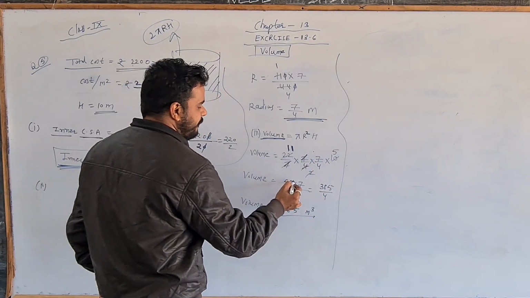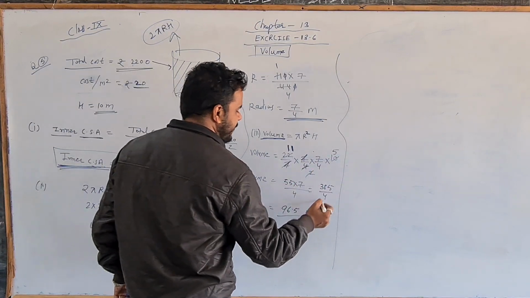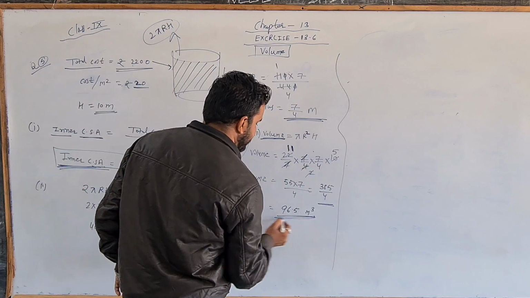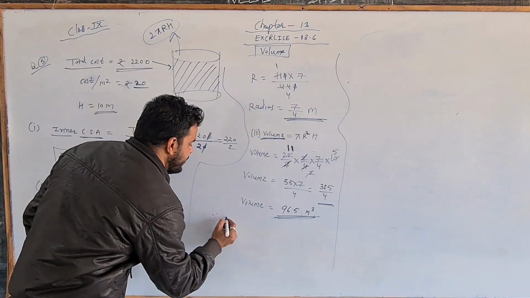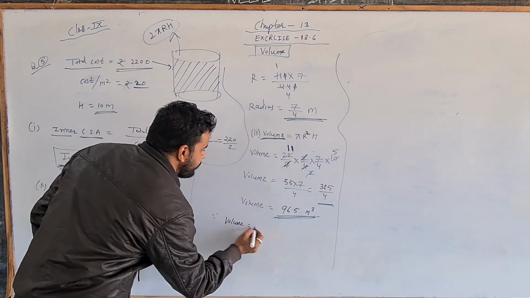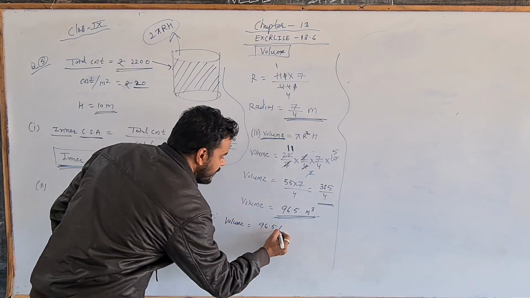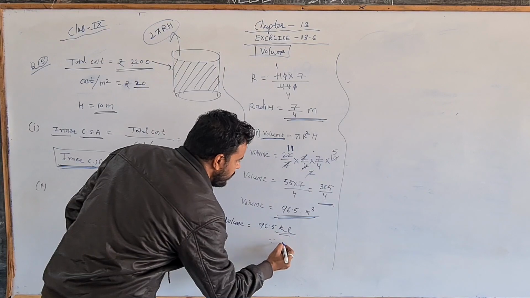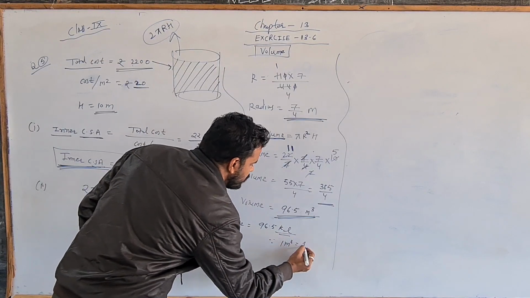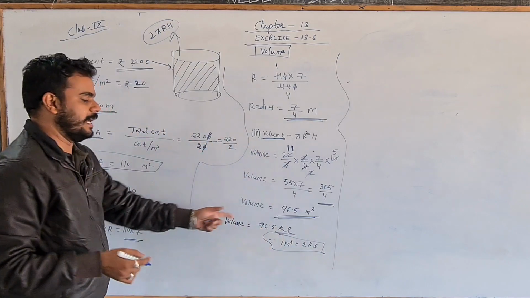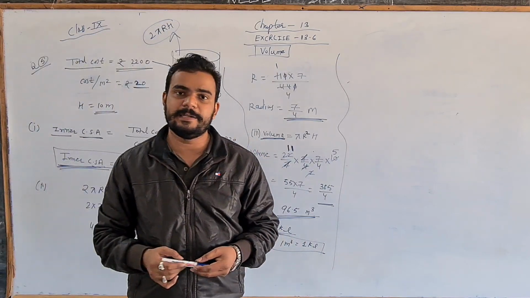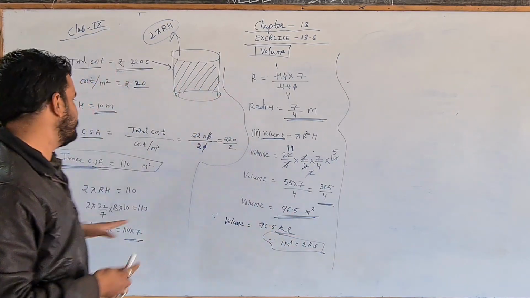So the answer is 55 into 7 upon 4, 385 upon 4. The answer is 96.5 meter cube. If you want to change your volume into kiloliter, then the answer will be the same in kiloliter, because 1 meter cube is equal to 1 kiloliter. So you get 96.5 kiloliter. These are the three things in this question.